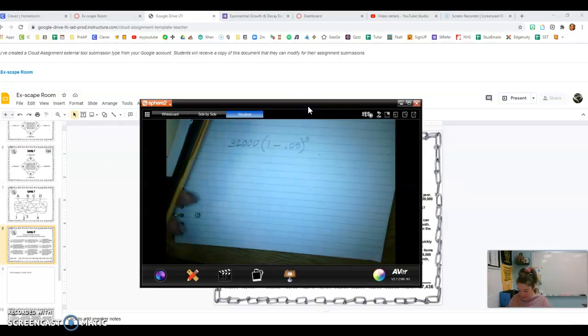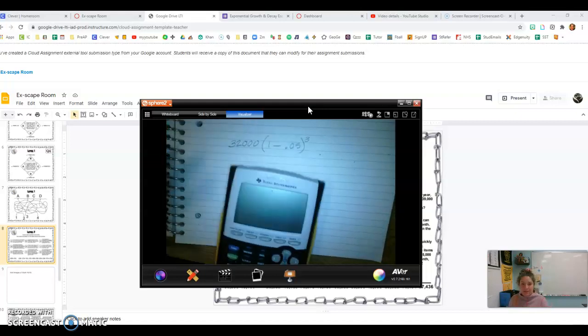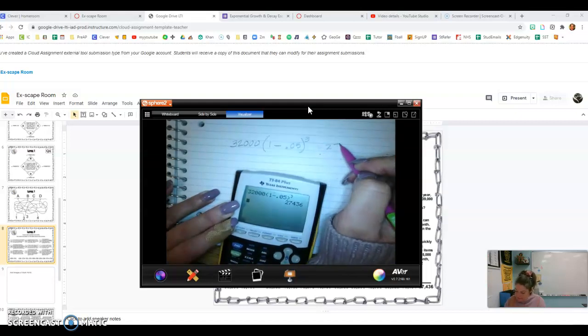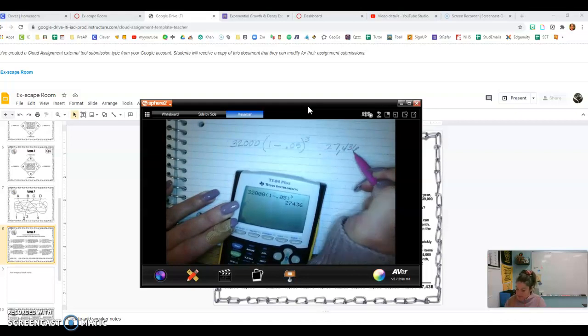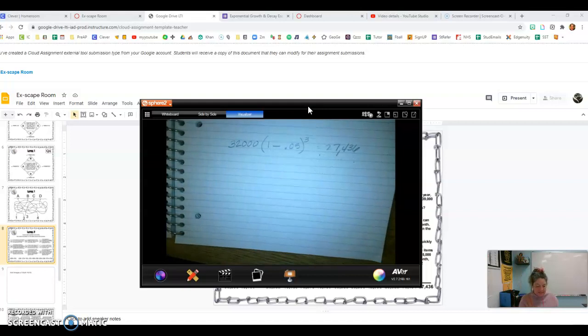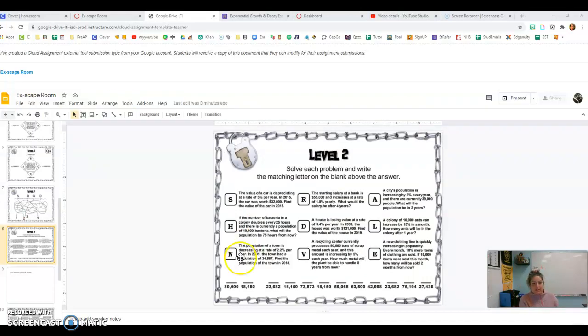Then it's just a matter of typing it into the calculator. So let's go do that, okay? 32,000, whoops, too many zeros. 1 minus 0.05 to the third power is 27,436. So it's going to cost $27,436. So when I come back in here, letter S is going to go over this 27,436 back here.